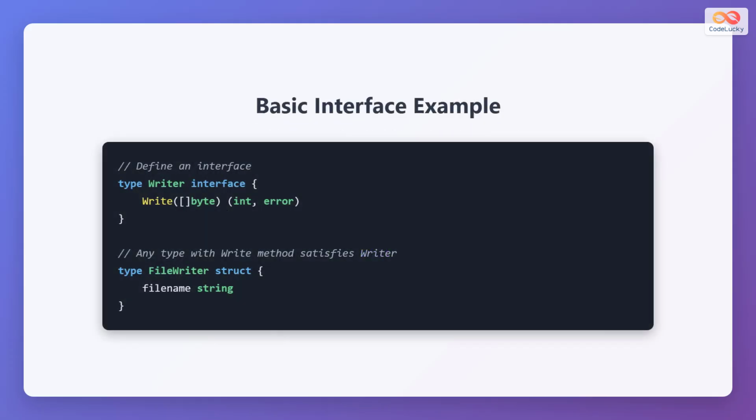Here's a basic example of an interface. We define an interface called Writer. It has a method called Write, which takes a slice of bytes as input and returns an integer and an error. Any type with a Write method satisfies the Writer interface. Here, we define a struct called FileWriter, which has a fileName field of type string.